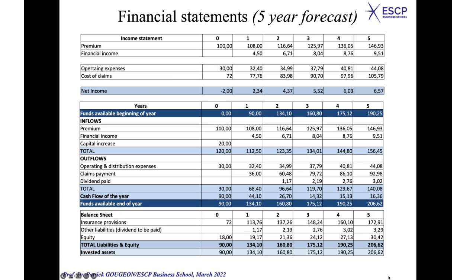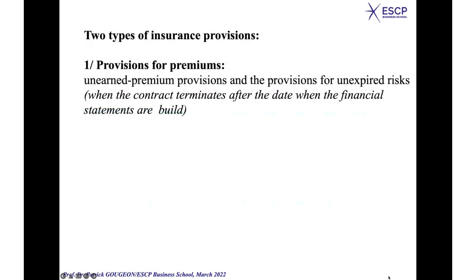Okay? And you can see, if you look at the structure of the income statement, that the financial income plays a major role in the profitability of the insurance company. So these are points which we need to investigate a bit: the contribution of financial income to the overall performance of the insurance company.